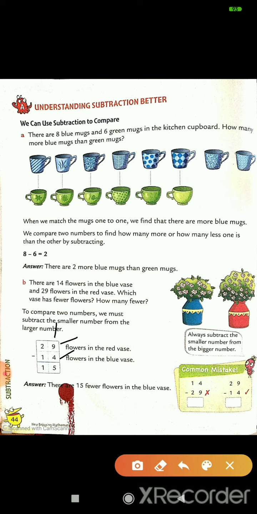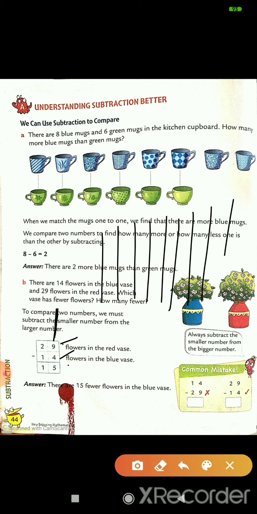First you will subtract the ones column. So 9 minus 4. 1, 2, 3, 4, 5, 6, 7, 8 and 9. You have to subtract 4. It means you will take away 4. So 1, 2, 3 and 4. How many left? 1, 2, 3, 4 and 5.